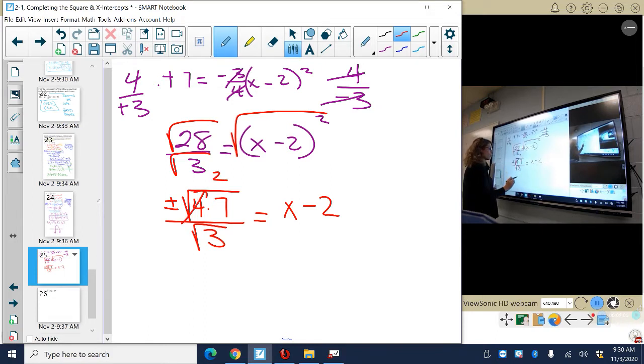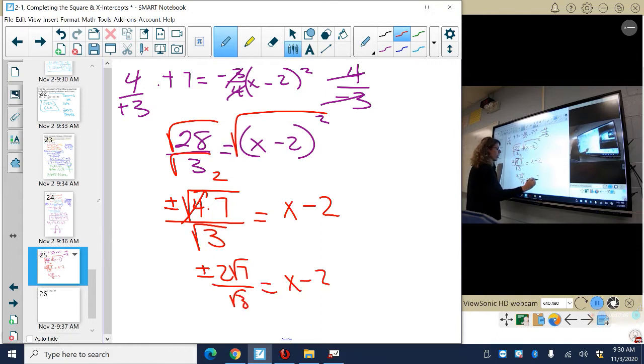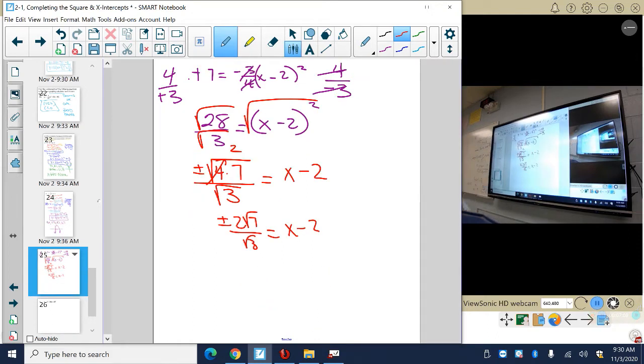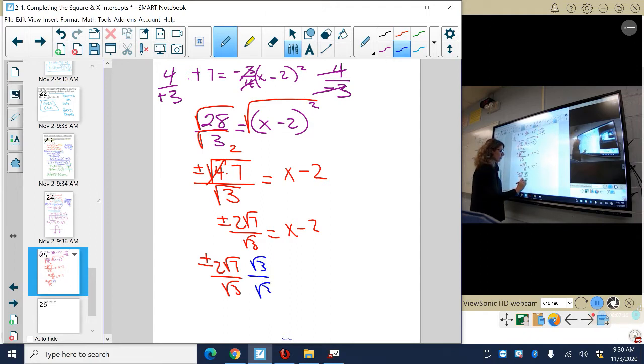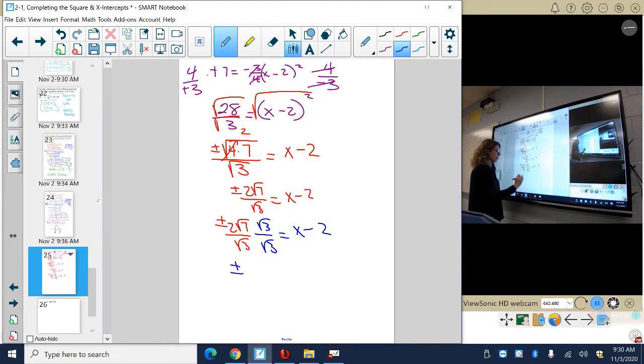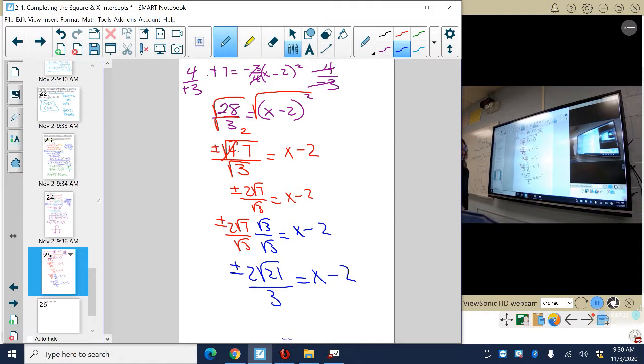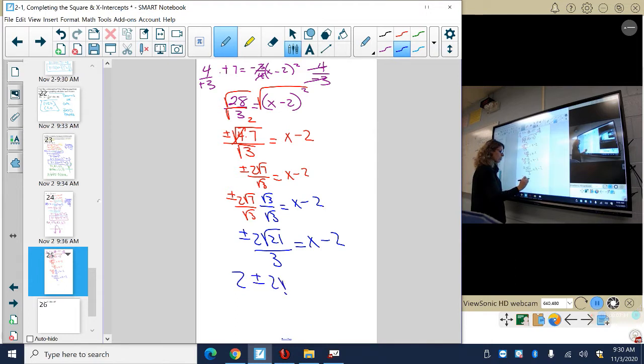This comes out as a 2, so I'm left with plus or minus 2 square roots of 7 over the square root of 3. But remember, we have to rationalize that. So I'm going to multiply this by the square root of 3 over the square root of 3. So that's going to be plus or minus 2 square roots of 21 over 3 because the square roots cancel out. And then we're going to go ahead and add 2 to both sides. So 2 plus or minus 2 square roots of 21 over 3 is equal to x.